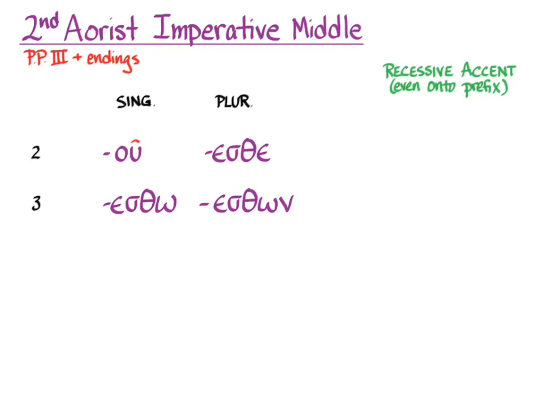Accent is recessive again. Here we have one exception to that, which is the second person singular imperative for the second aorist, which has fixed accent on the ending. So I'm just going to put it there in the paradigm. Same default translation for the middle. Don't forget your middle meanings if you have them for the verb you're dealing with.